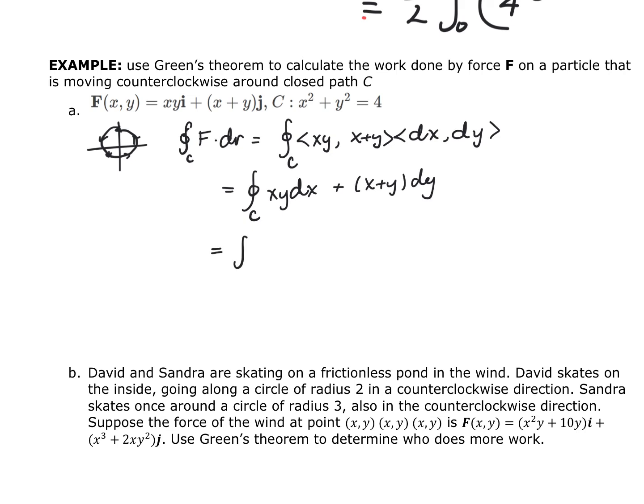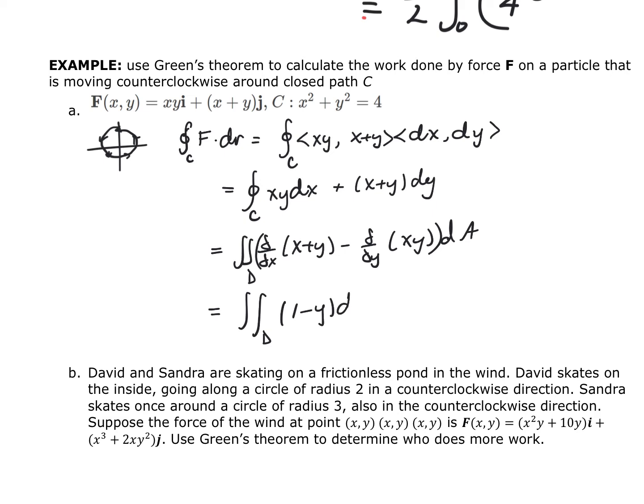is the double integral over the region D of the partial derivative with respect to x of x plus y minus the partial derivative with respect to y of xy dA. Again, I'm not going to choose what I'm going to integrate with respect to first. When I do my partials, I have 1 minus y dA.